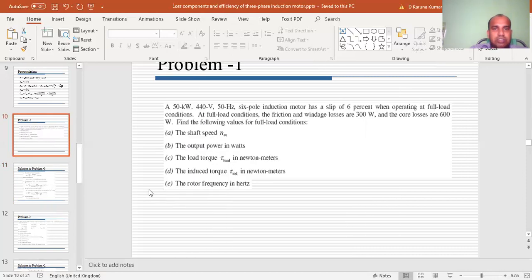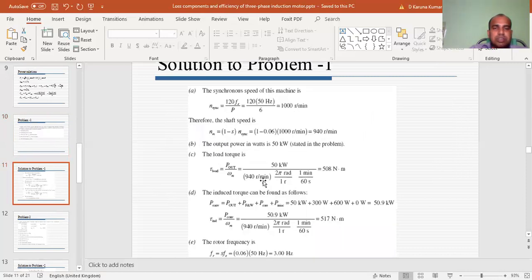The second one is load torque, and the third one is induced torque. The load torque formula is output power divided by omega m. Output power is 50 kilowatts, and omega is 2 pi times n by 60. That gives 508 Newton meters.